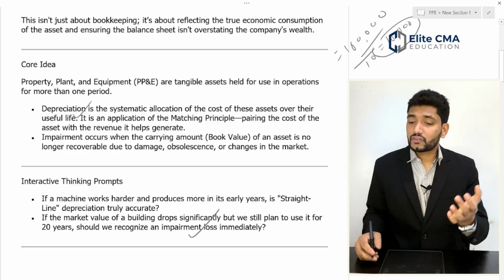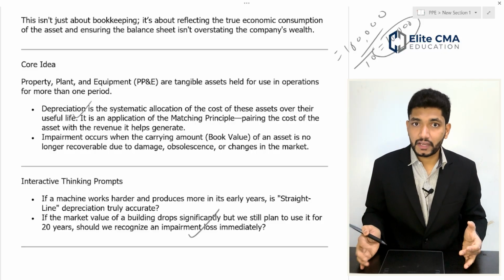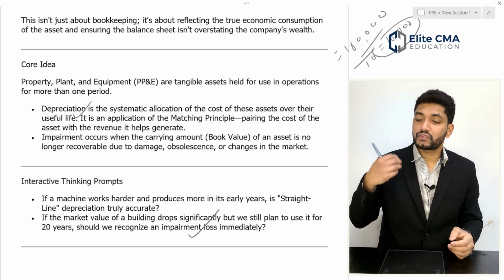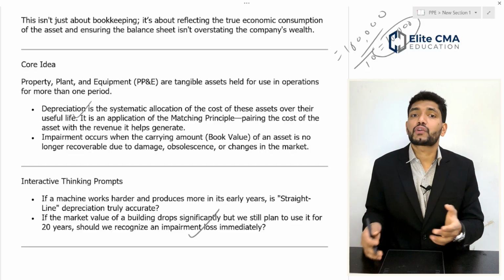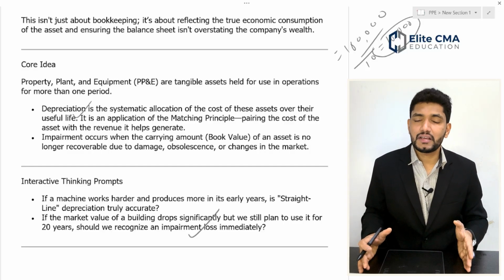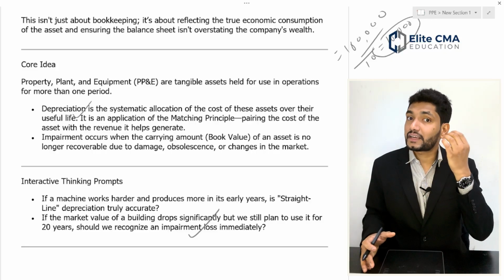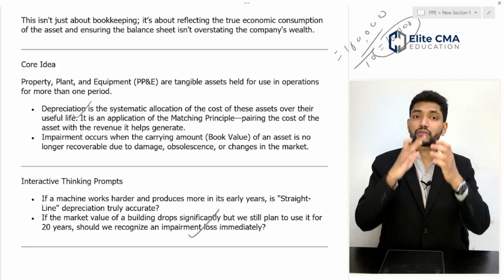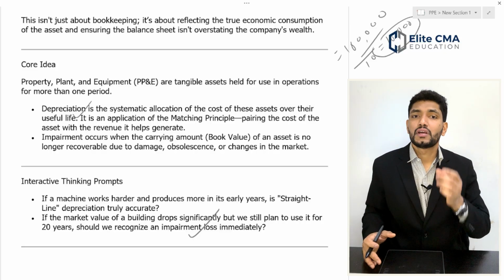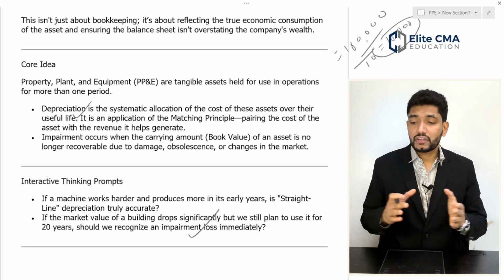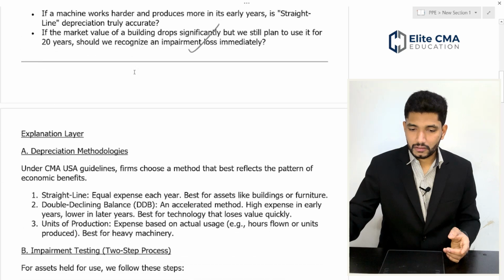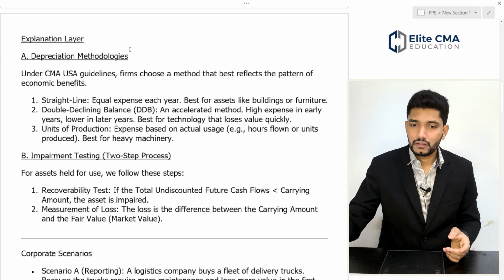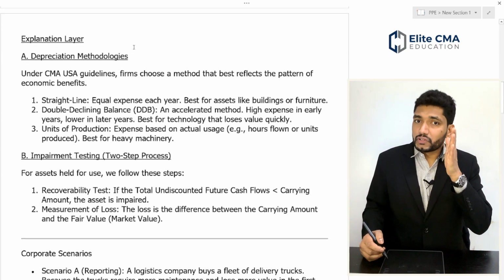The market price or market value of the building drops significantly, but you are still planning to use the same asset for the next 20 years. In this case, you may not be required to impair that asset immediately, because you are not losing any of the value you are going to receive from that building, since you still plan to use it for the same 20 years. So, let us move into details.